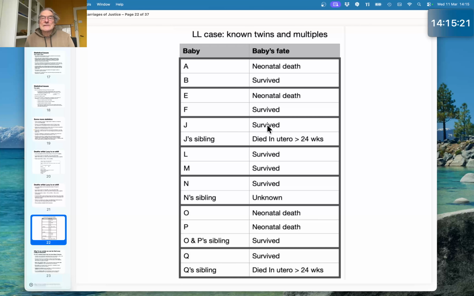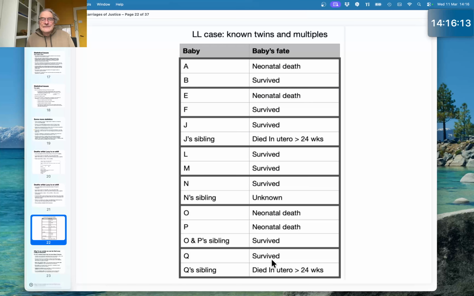J was the survivor of a twin. There was a twin pregnancy, and J's sibling died in utero after 24 weeks. So I don't know whether it died or its life was terminated, and I don't know whether the body of the fetus was removed then or if it came out later. But here's another twin pregnancy, J. And there's another one like that, Q, the one at the end. Seems to be just a single baby, but Q is the survivor.